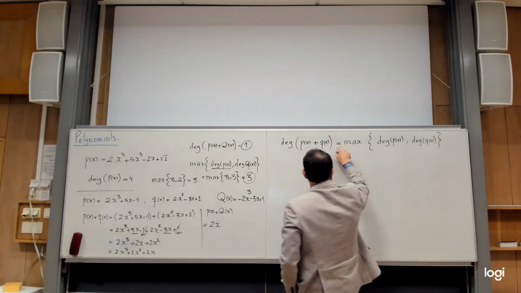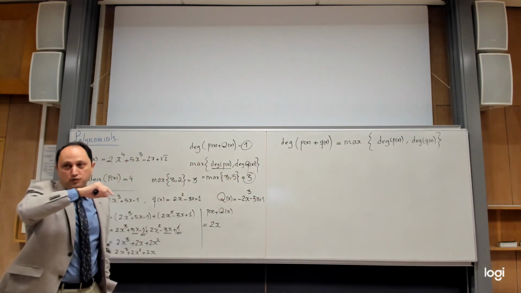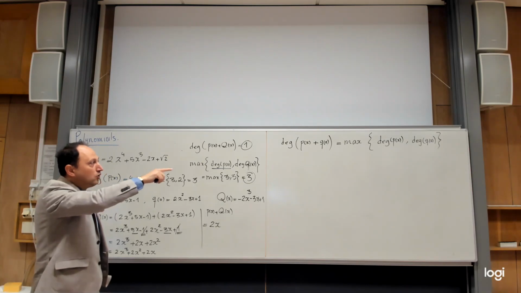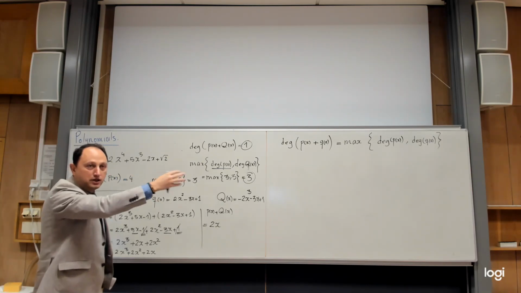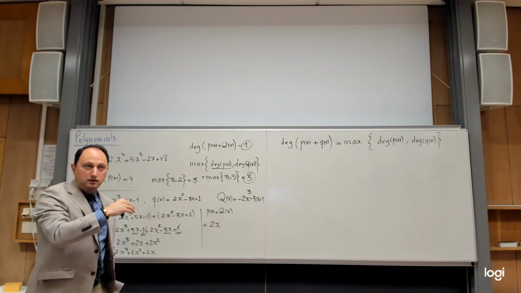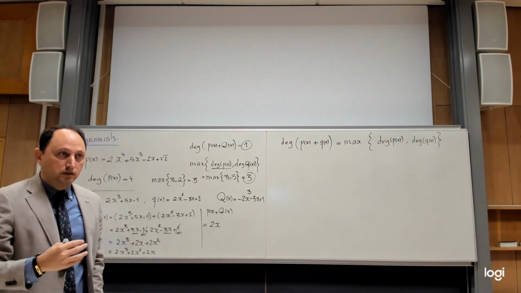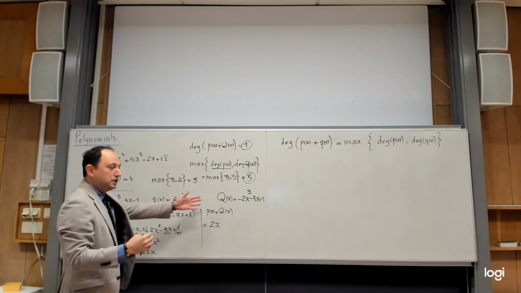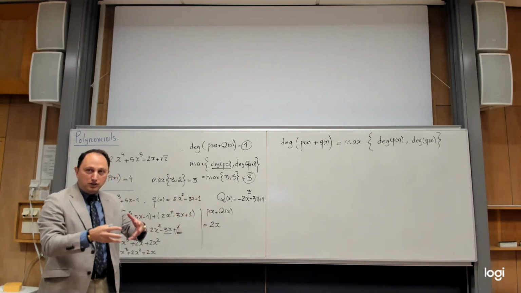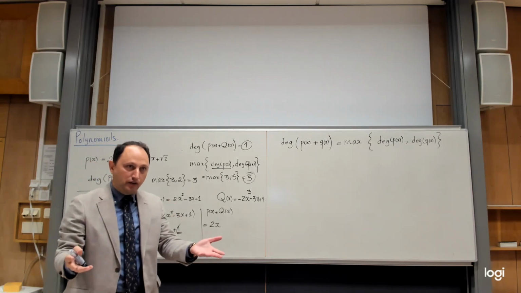Can you just change this so that it is correct? So we saw that it's not always equal. Of course, sometimes it is equal, but sometimes it is lower, yes? Can it be higher? Can you have two polynomials so that when you add them, the degree of the new polynomial is higher than the maximum degree? This cannot happen, yes?